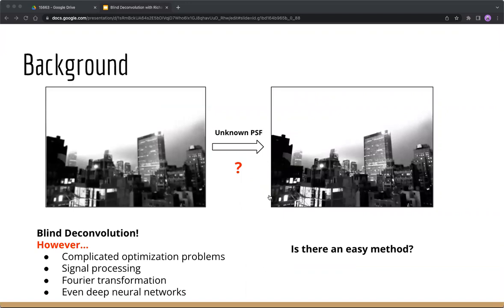We have learned about blind deconvolution in lectures, but we don't have much practice or experience on that, so I conducted some research on blind deconvolution. However, I find within almost all recent blind deconvolution algorithms, there are complicated optimization problems, signal processing, Fourier transformations, and even deep neural networks. It could cost me a lot of time to be familiar with these difficult concepts, and I just wonder if there's an easy method to do blind deconvolution.